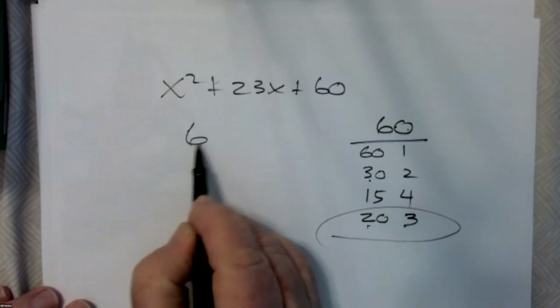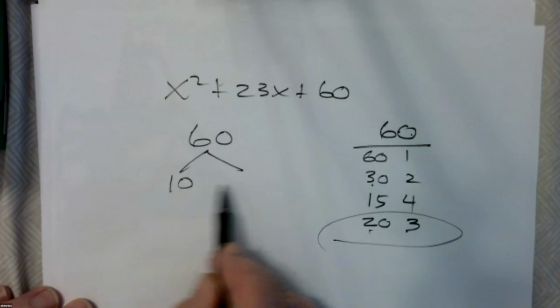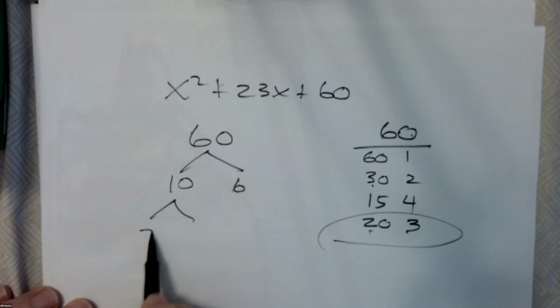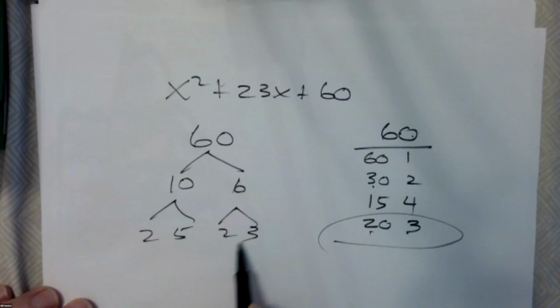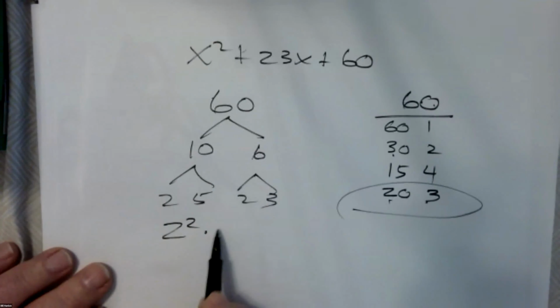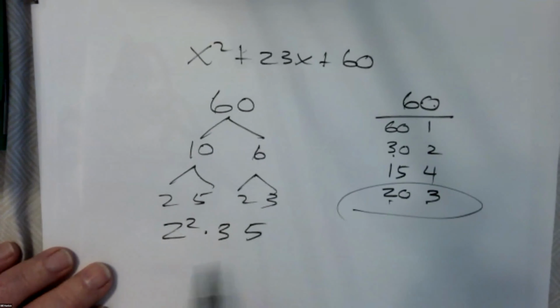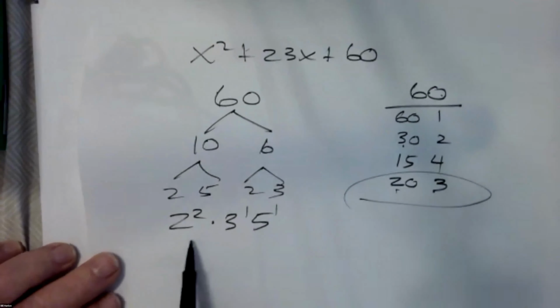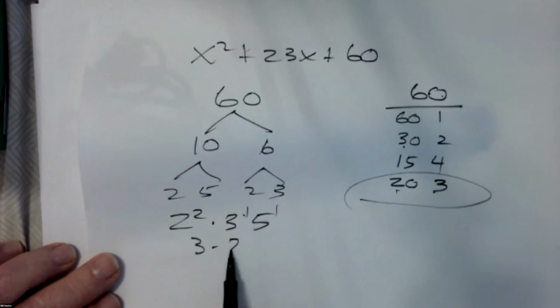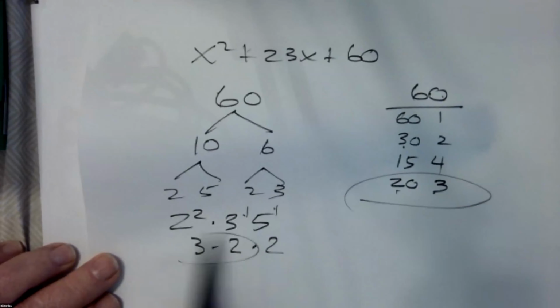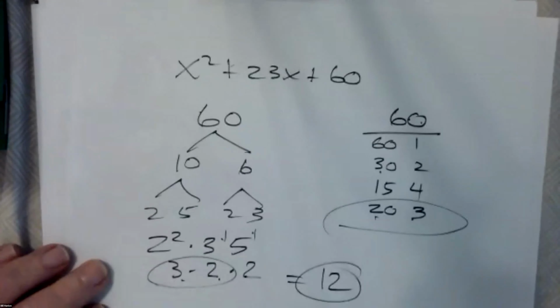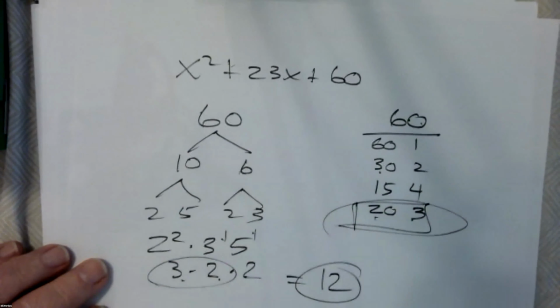The answer is no, because if I took 60 and rewrote that as 10 times 6, this is 2 times 5 times 2 times 3. So the factors are 2 squared times 3 times 5. If I add 1 to each exponent, that's 3, this is 2, this is 2. So 3 times 2 is 6 times 2, we'd know there's 12 factors in 60. I only got to 8 of them because I'm going to stop right there.